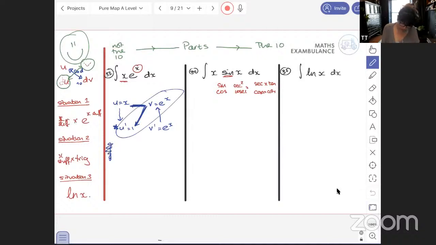So the answer, well, not the answer, the way that we get it into the 10 is uv minus the integral of v du. And now we can do it.